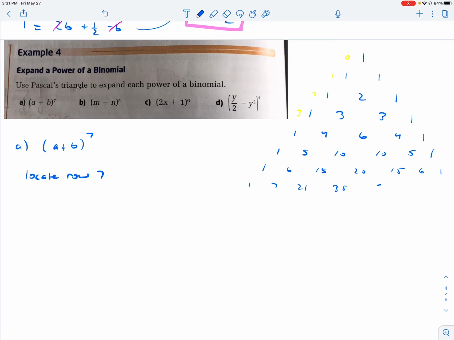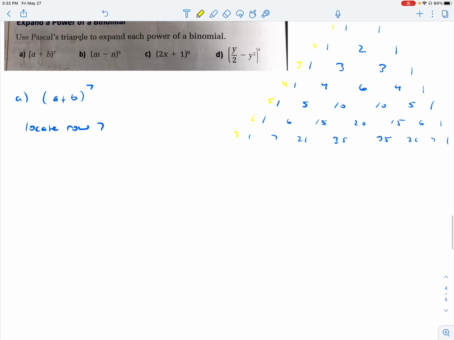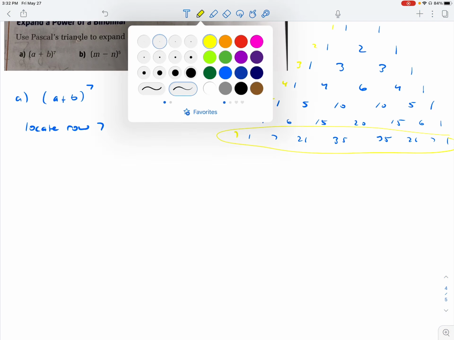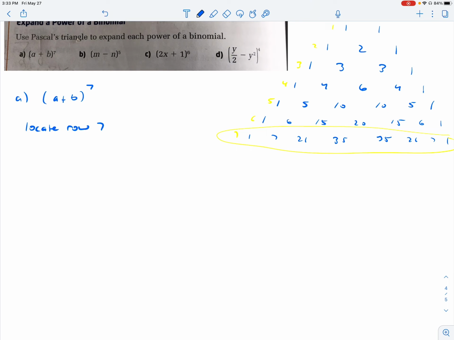Also 35 there. So this is going to be row 4, 5, 6, row 7. We need to take these elements here, and those are going to play a role in the coefficients. So we will grab each one. We'll write out 1, 7, 21, 35, 35, 21, 7, and 1. I leave myself a little bit of space in between here.